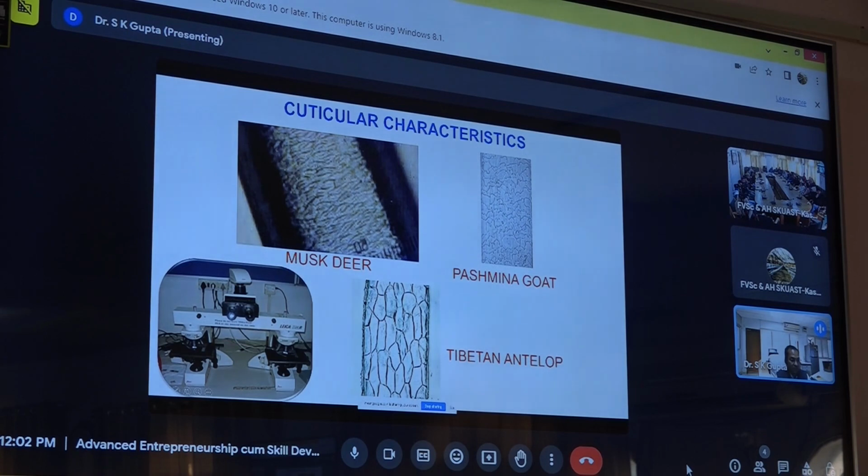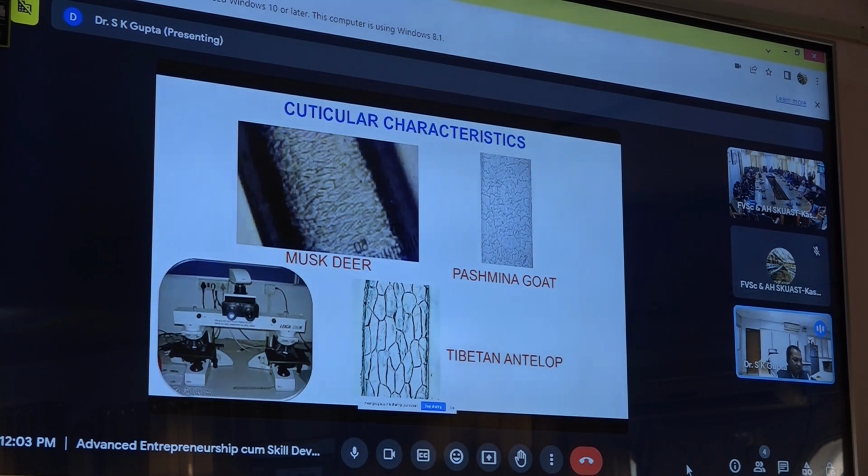In this picture you can see that if it is a musk deer guard hair, its feature is very different. And if it is a Pashmina goat, the feature is here. And if it is Tibetan antelope guard hair, you can see it has a honeycomb-like structure, very distinct. With this morphological feature it can be distinguished from any other species' guard hair. So detailed molecular testing is not required for this. Though we have done molecular testing for the Shahtoosh shawl as well as Pashmina, I will tell you in the next slide. Here we simply use light microscopy.